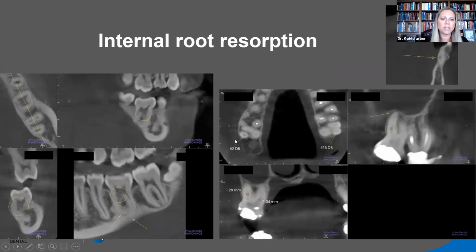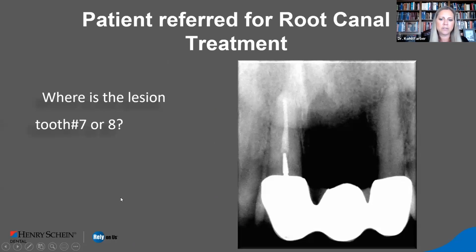Internal root resorption, we can definitely see that. We can compare things one side to another. We can measure it. We can look at the fusiform enlargement. We can catch it early on when this patient's just starting to have some issues, slight widening of the apical periodontal ligament spaces. Here we have a granular appearance within that tooth. So you can definitely see that.